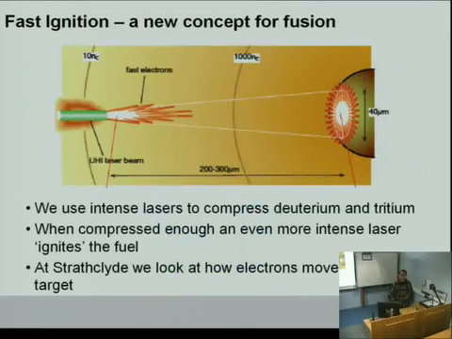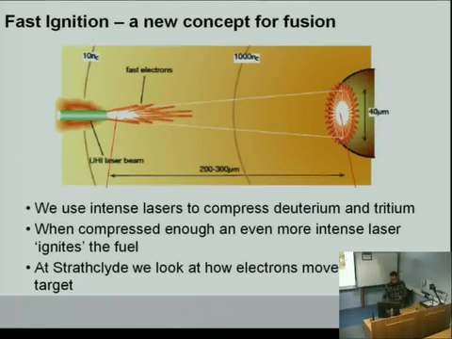And at Strathclyde we look at a new concept of fusion called fast ignition, where we take a fuel pellet composed of deuterium and tritium and we fire lasers at it, and the lasers induce a lot of pressure on the surface of the fuel pellet and compress it down. The fast ignition concept uses a second, even higher intensity laser to punch through the compressed fuel pellet into the core, and it heats up the electrons, and that means you can achieve fusion with relatively low energies.